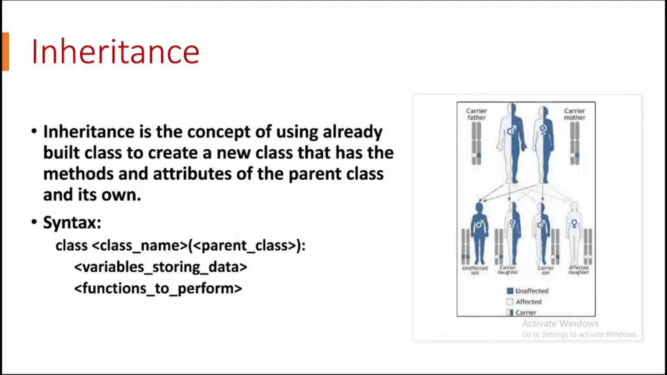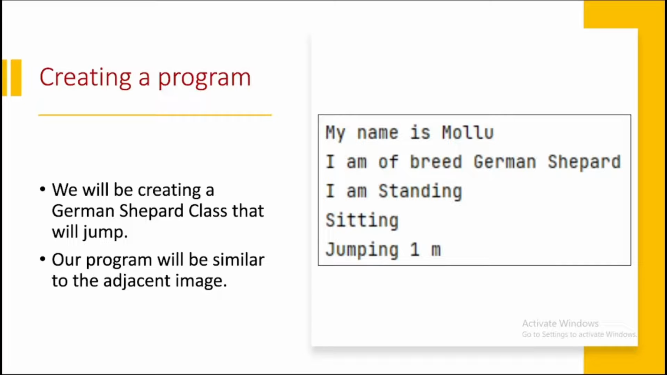We cannot always copy and paste everything that is there, because if you have a very big code, it is very hard and takes a lot of time. So we just take the already built class, give it over here, and all its data will be stored. To understand inheritance, we'll be creating another class, a German Shepherd class, that will also be able to jump, and it will also have the characteristics of the dog.